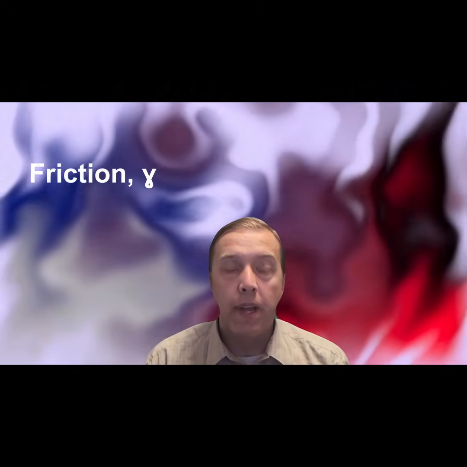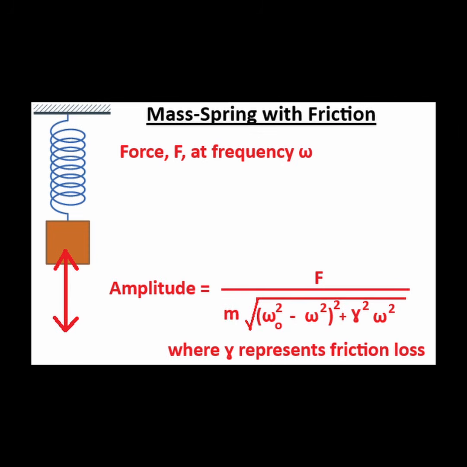When you account for the loss of energy due to friction, gamma, you get a modified equation with an extra term in the denominator. Now there's no way to get an infinite amplitude anymore. Even if you pick your forcing frequency to match your natural frequency exactly to produce resonance, there will be a small term in the denominator that makes the amplitude finite.